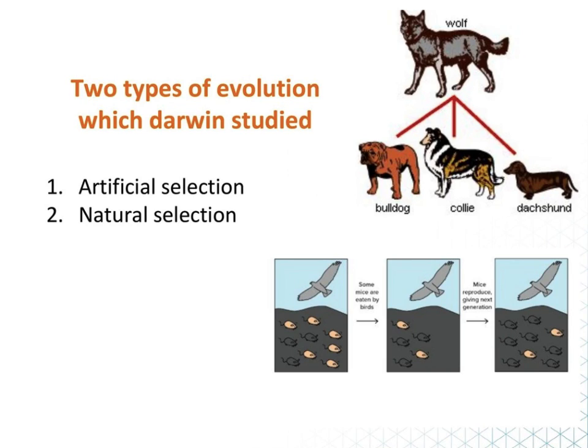Today we're going to be talking about the two different types of evolution that Darwin studied. He looked at artificial selection and natural selection while creating his theory, which he published in his book on the origin of species, right? I'm sure just from the images you can kind of guess which one belongs to which, right?